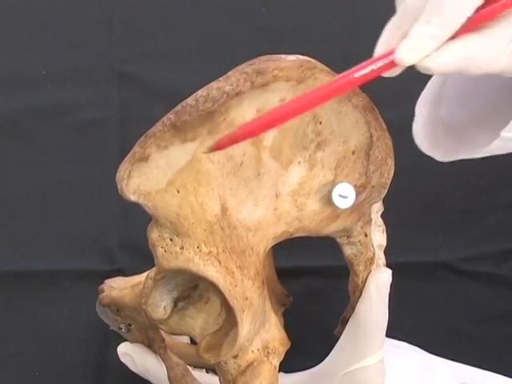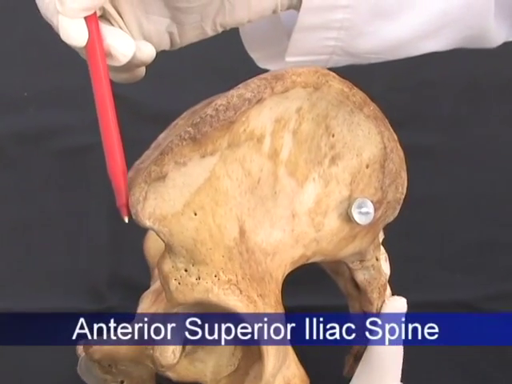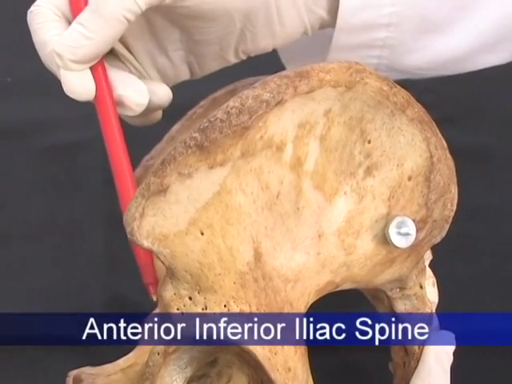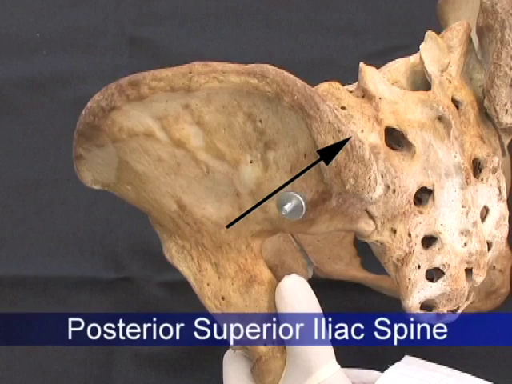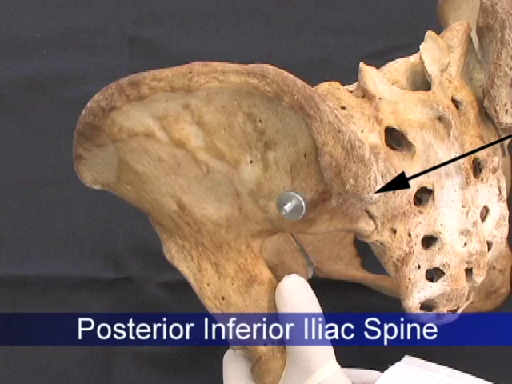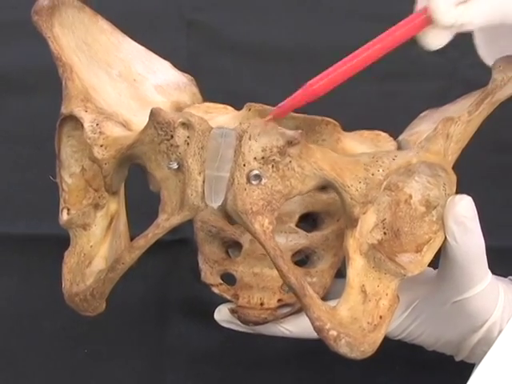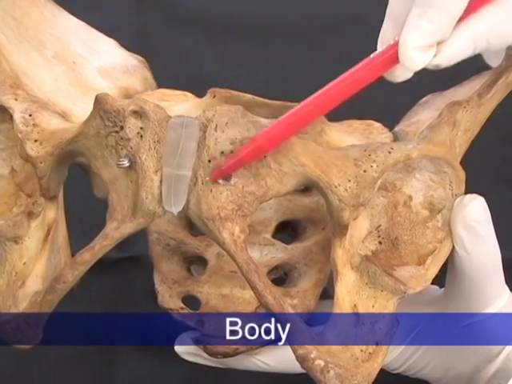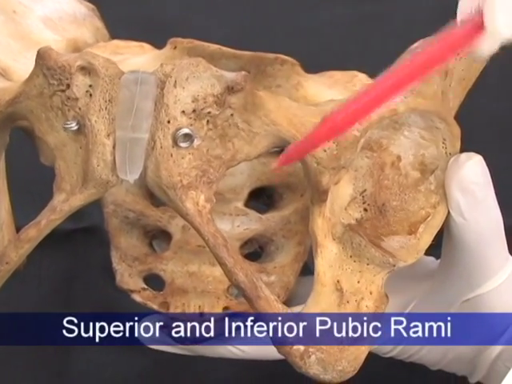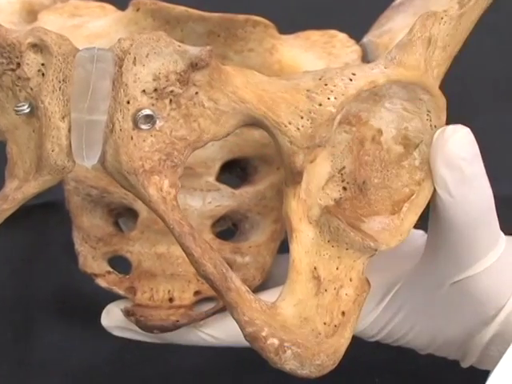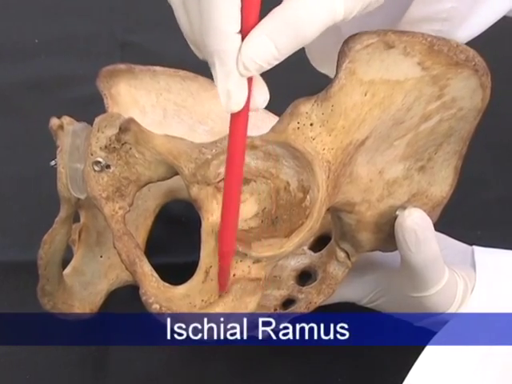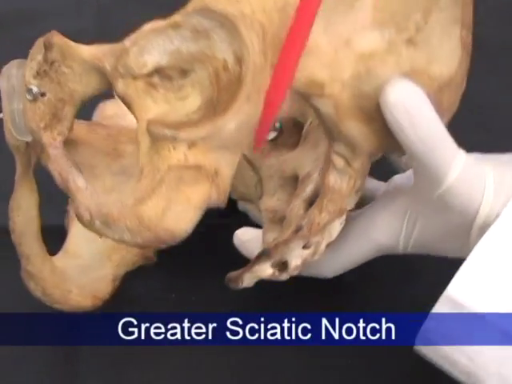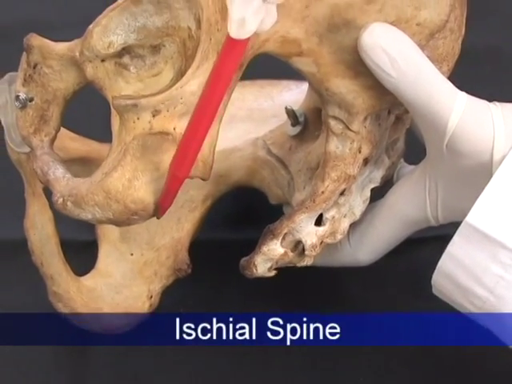On the ilium, we can see the anterior superior iliac spine, anterior inferior iliac spine, iliac crest, iliac tubercle, posterior superior iliac spine, and the posterior inferior iliac spine. This is the pubis. It is made of the body and the superior and inferior pubic rami. On the ischium, we can see the ischial tuberosity, ischial ramus, greater sciatic notch, lesser sciatic notch, and the ischial spine.